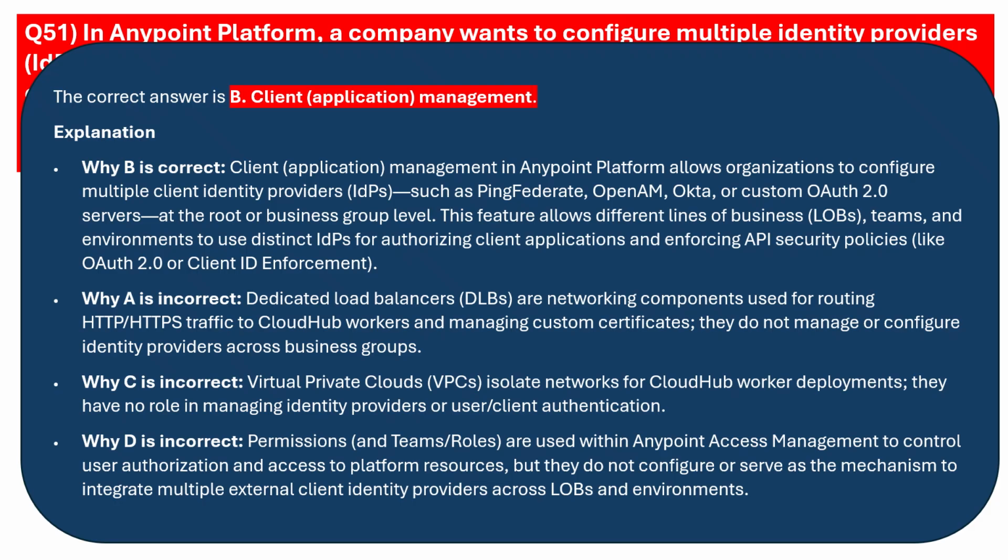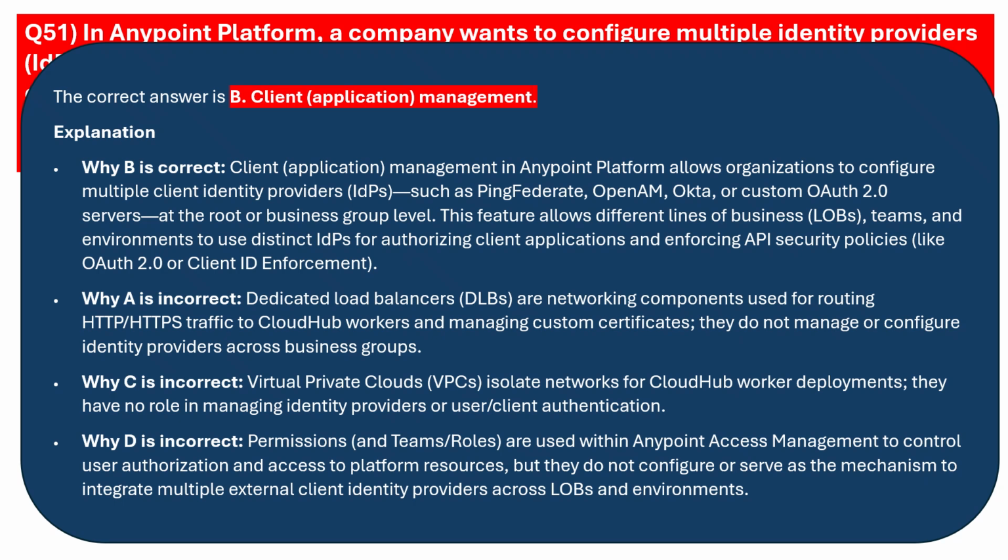Why A is incorrect. Dedicated load balancers, DLBs, are networking components used for routing HTTP/HTTPS traffic to CloudHub workers and managing custom certificates. They do not manage or configure identity providers across business groups. Why C is incorrect. Virtual private clouds, VPCs, isolate networks for CloudHub worker deployments. They have no role in managing identity providers or user/client authentication.